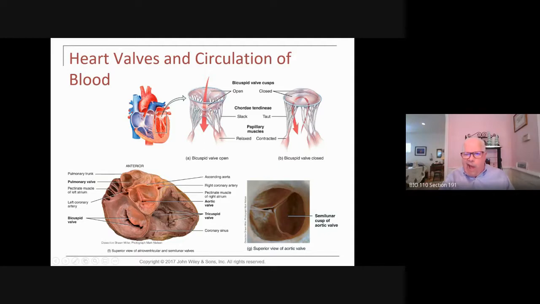These are AV valves in between the atria and the ventricle. And we'll talk about the bicuspid valve and the tricuspid valve in a few minutes. These are the AV valves. The outflow valves are semilunar valves. It's completely different. All they are cusps. And we'll talk about those also.